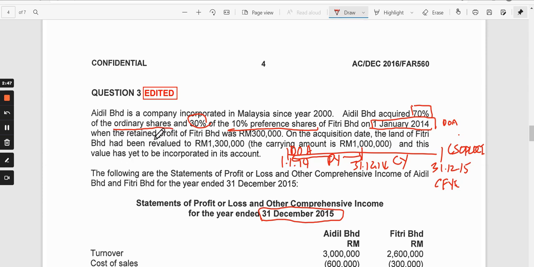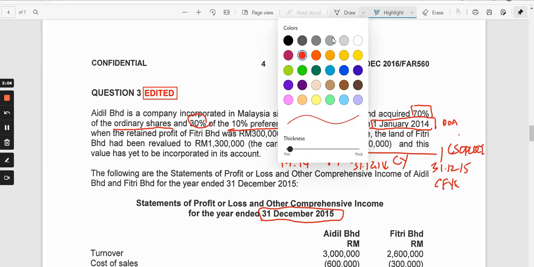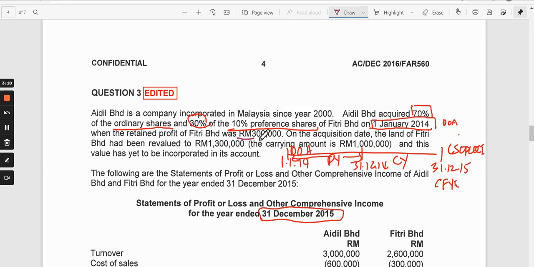On that date, the retained profit of Fitri, which is the pre-acquisition profit, is 300,000. So that 300,000 is available on 1st of January 2014. On the acquisition date as well, the land of Fitri had been revalued.